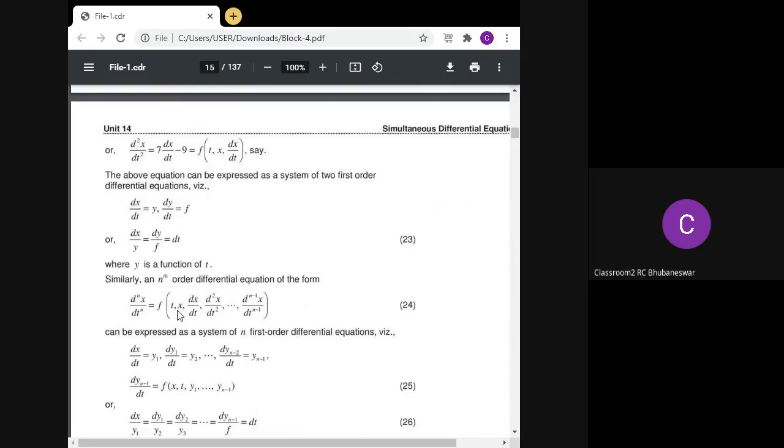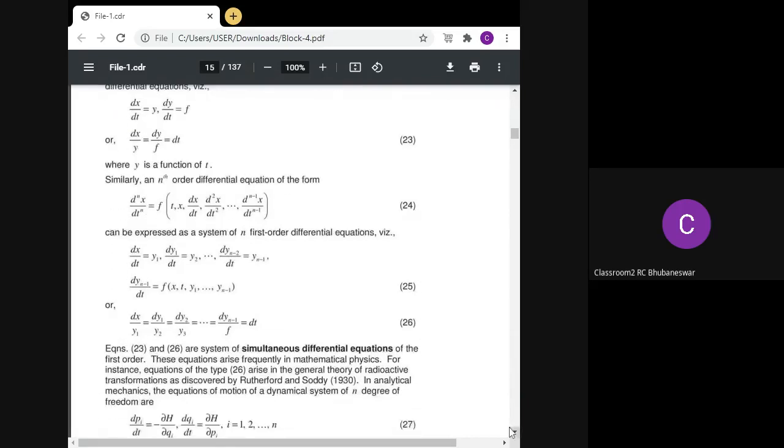F is a function of t, x, first derivative, second derivative, up to the n minus 1th derivative of x, in equation number 24. That means this idea can now be extended to represent an nth order differential equation as a system of n first order differential equations. Please concentrate on my sentence. We are going to convert an nth order differential equation to a system of n first order differential equations. So here we have exactly n first order differential equations.